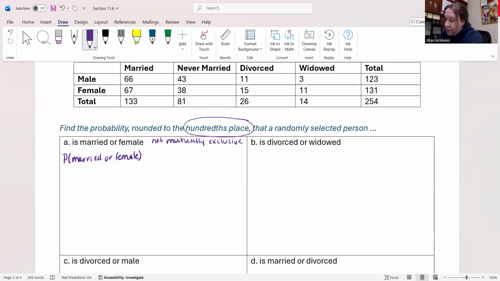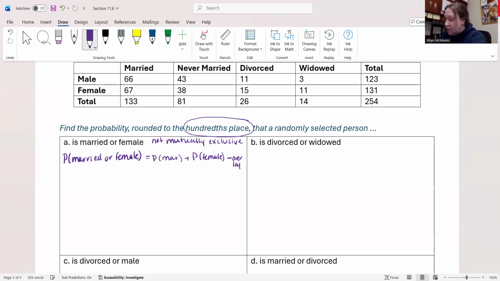So when we do this, we would want the probability that you are married, I'm just going to do MAR for married, plus the probability that you are female, but there's definitely overlap. So we have to subtract. We need to subtract the overlap.